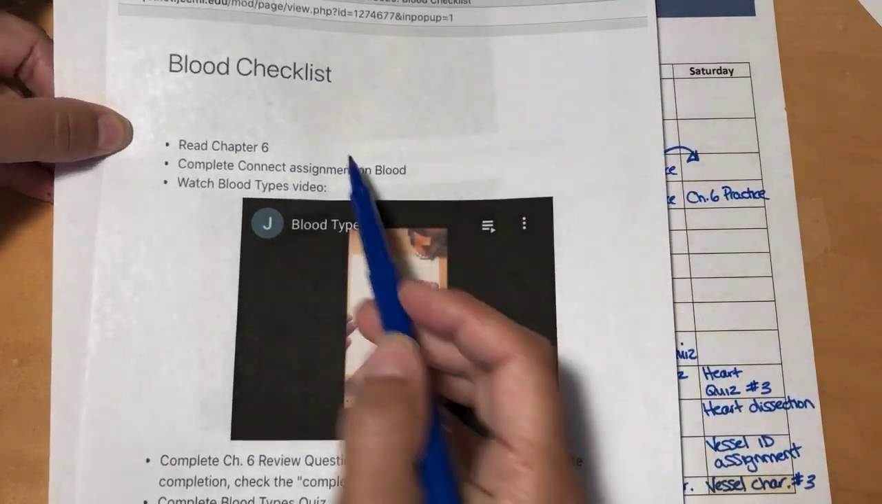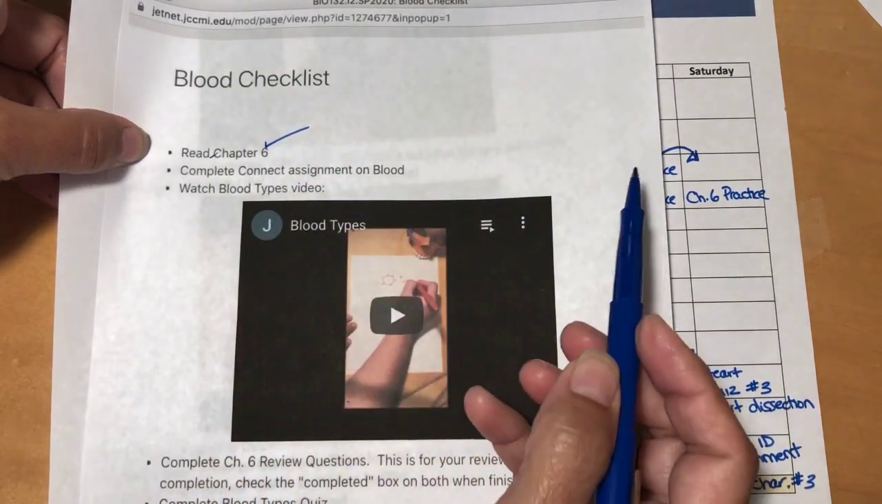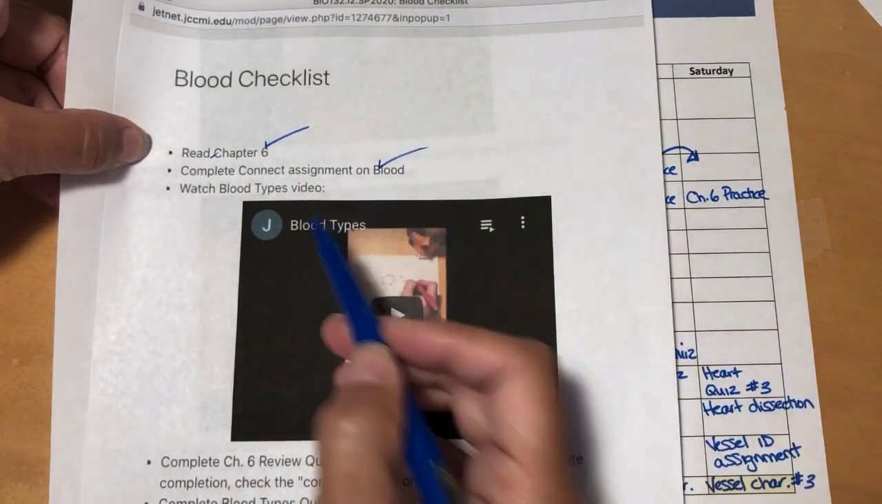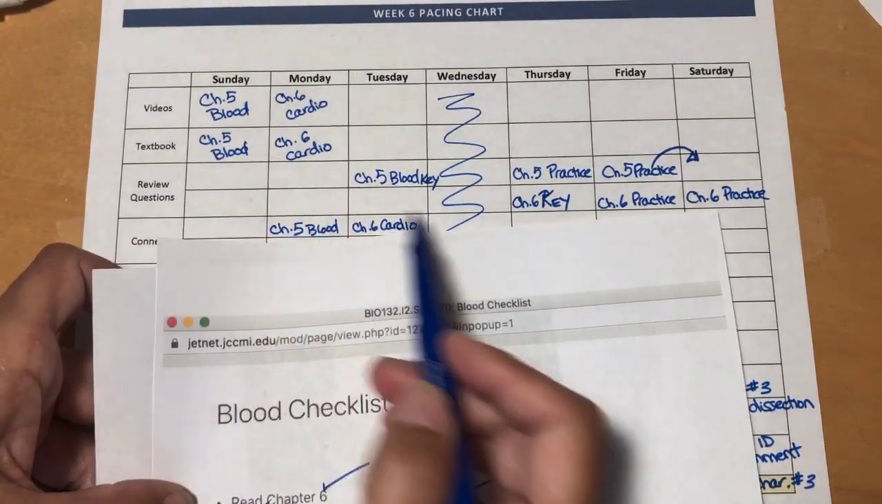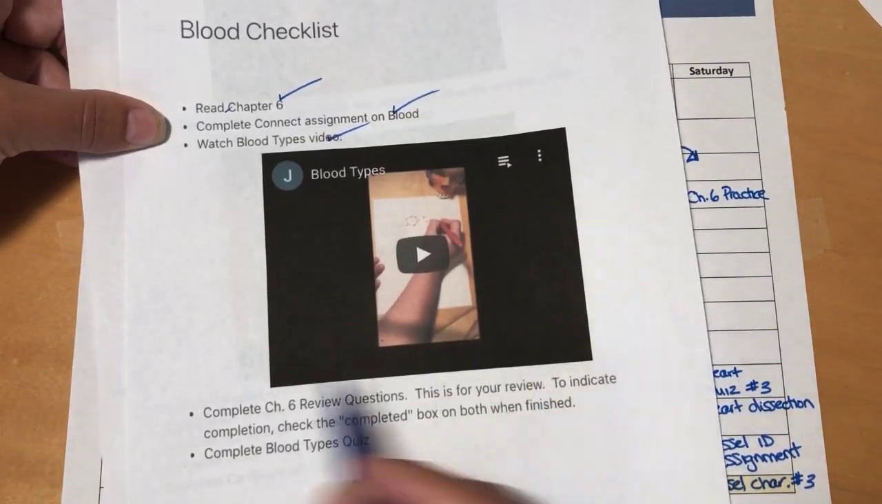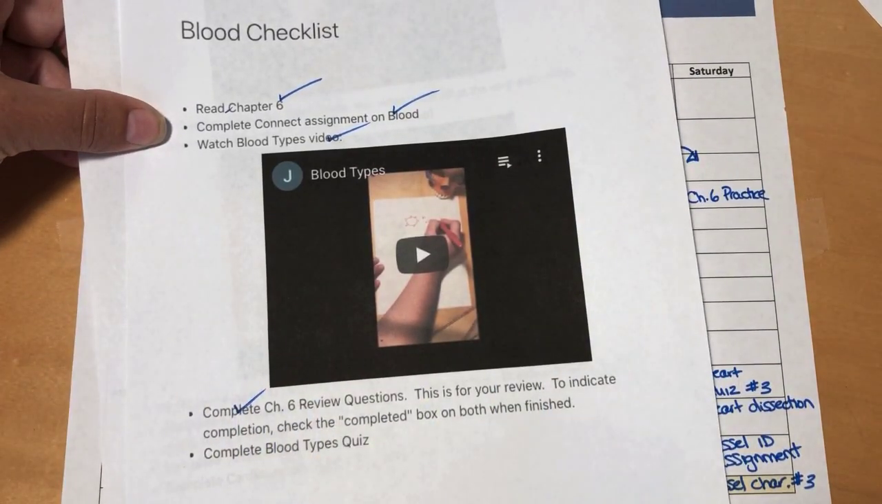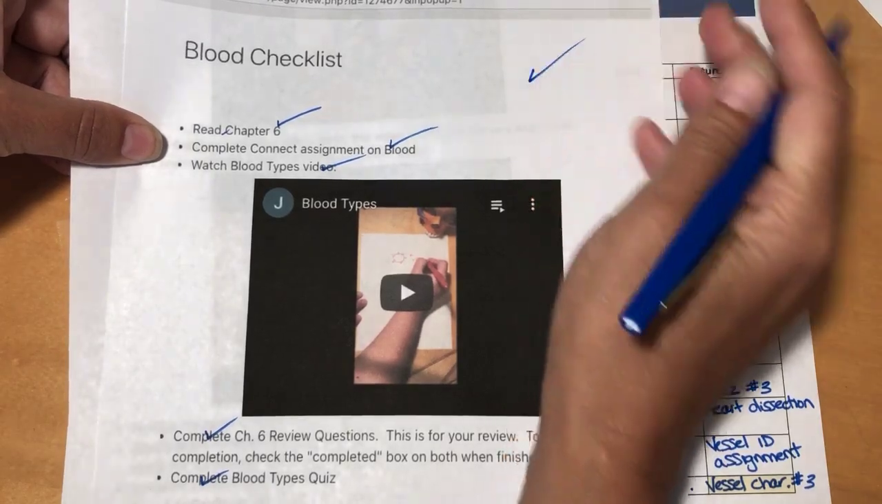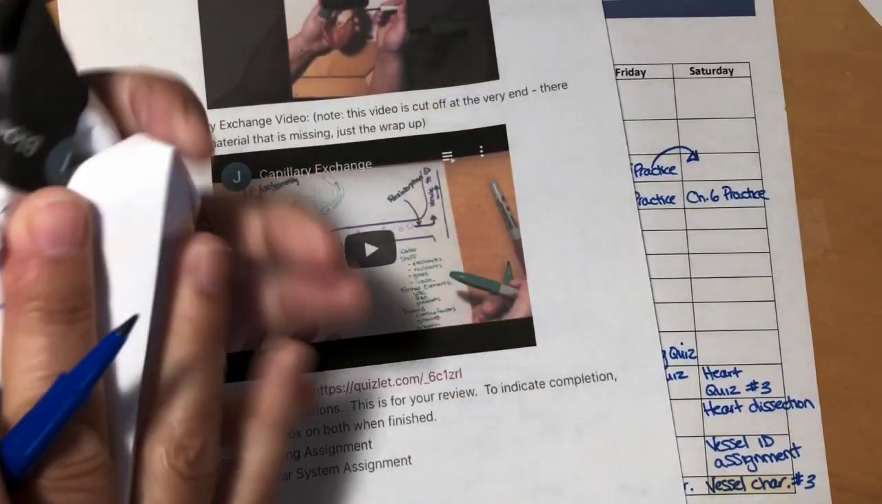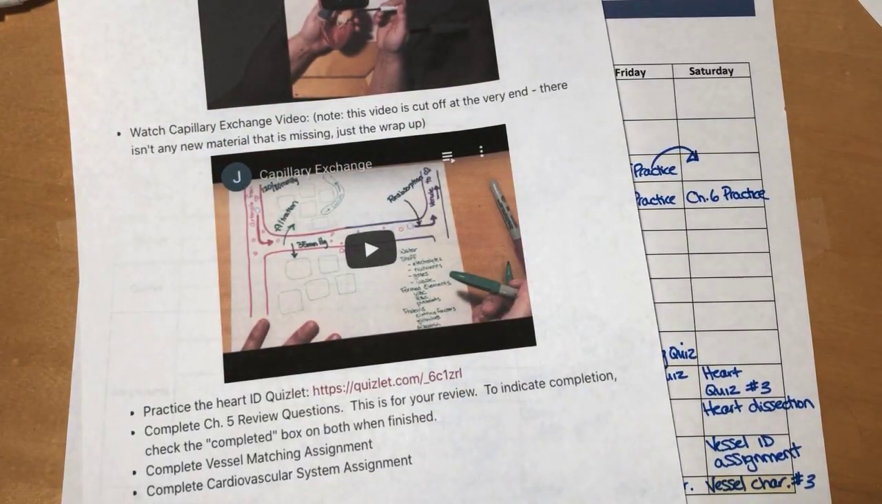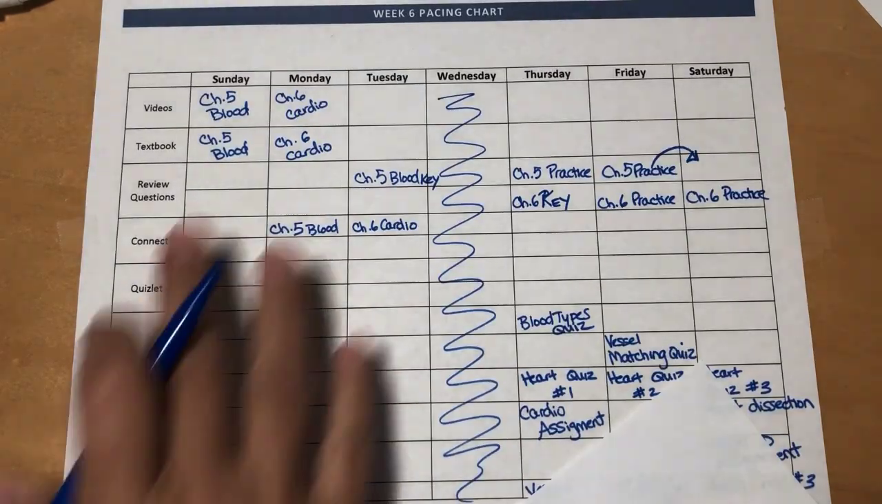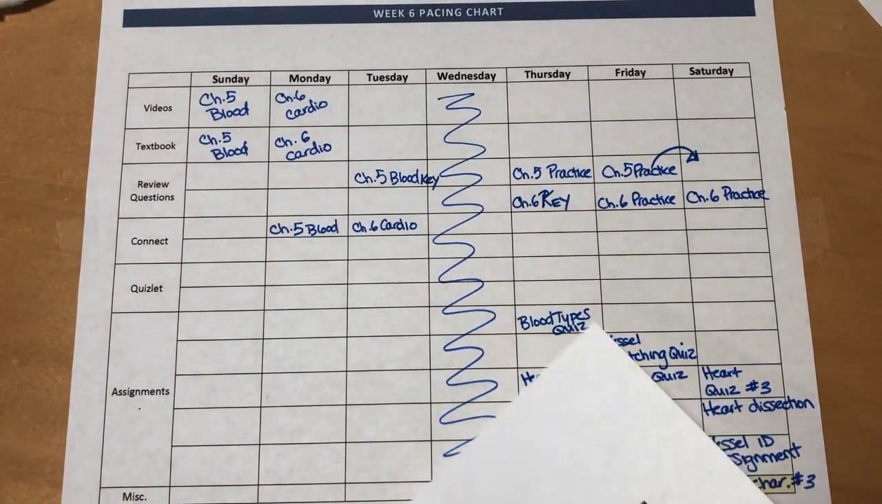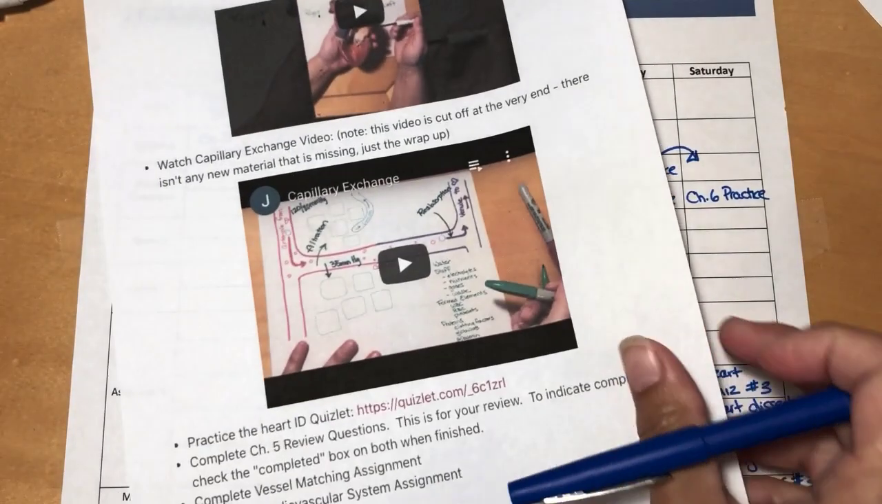Looks like we've got our reading, which is on there. We've got our connect assignment. We've got the video. So all 3 things are on our pacing chart. We've got our review questions on there, and we've got our blood types quiz. So when I check this blood checklist, everything's good. So everything is already on there. We don't have a Quizlet set for blood types.